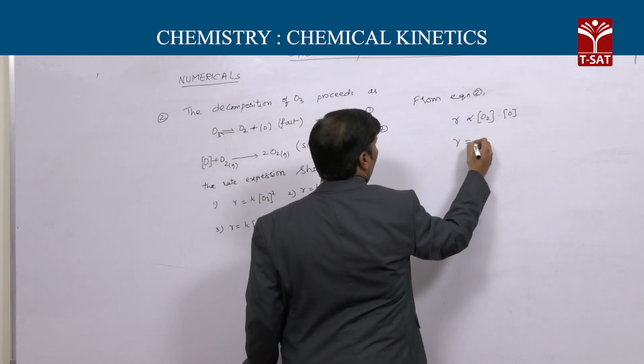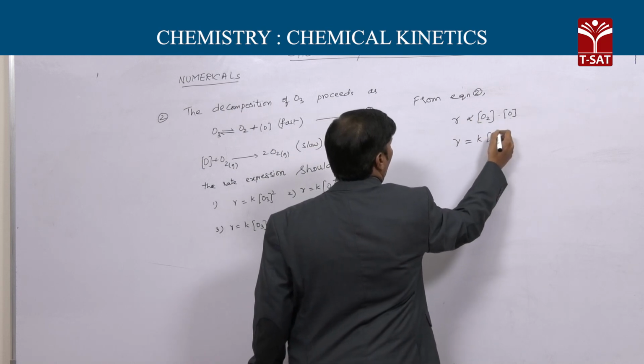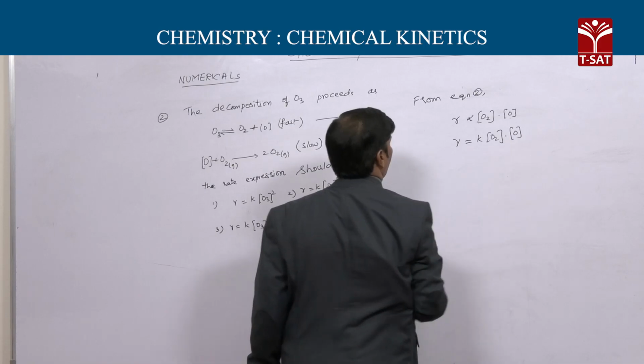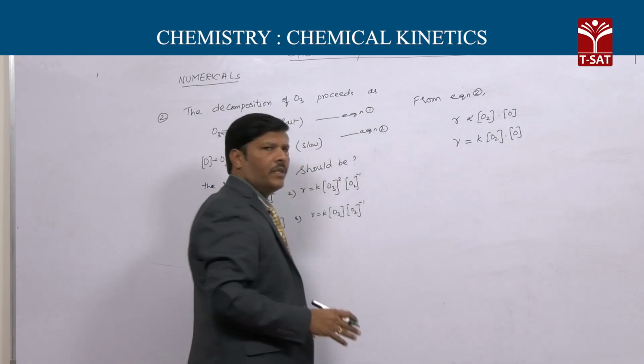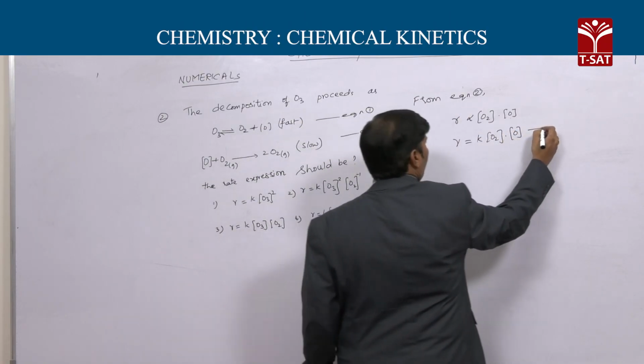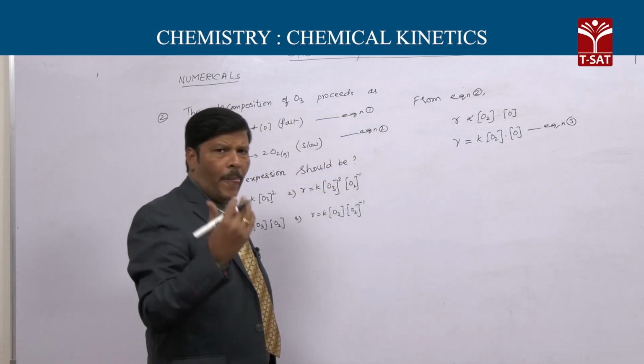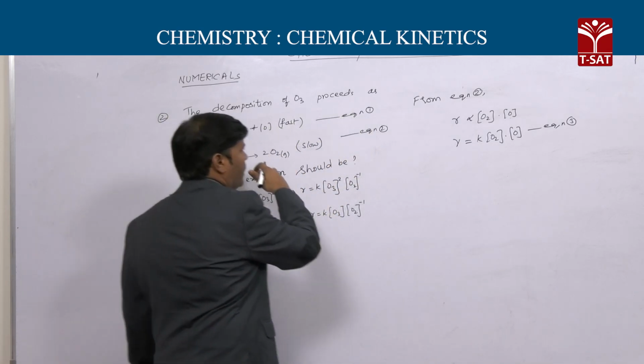Rate of reaction, small r, is equal to rate constant k into concentration of O2 into concentration of nascent oxygen. Keep this equation as standby. From the second equation we got one more new equation, that is equation 3. Keep it like that. Now take equation 1.